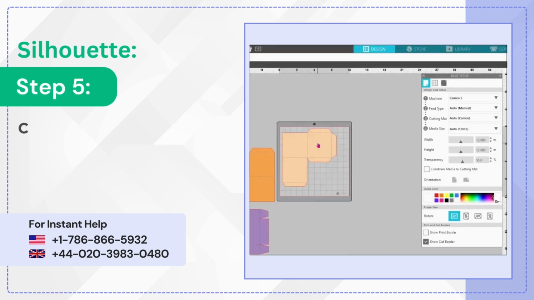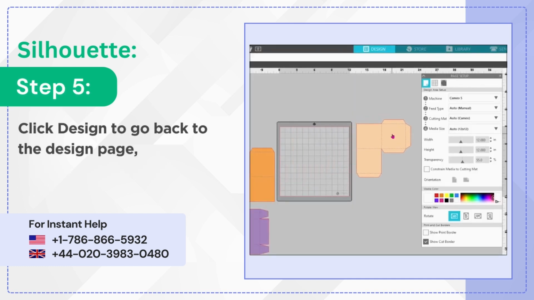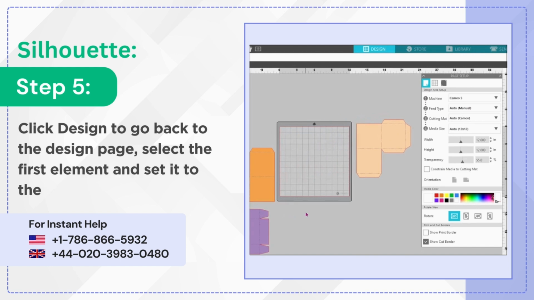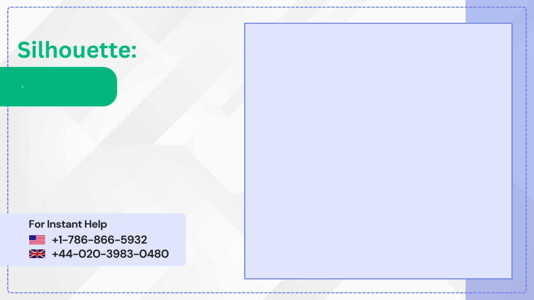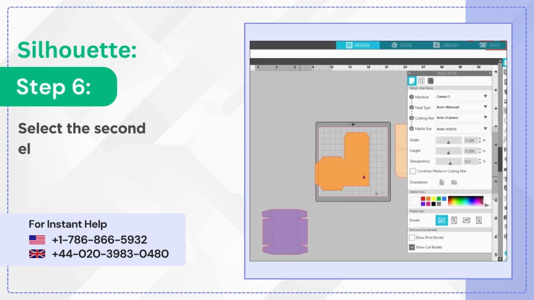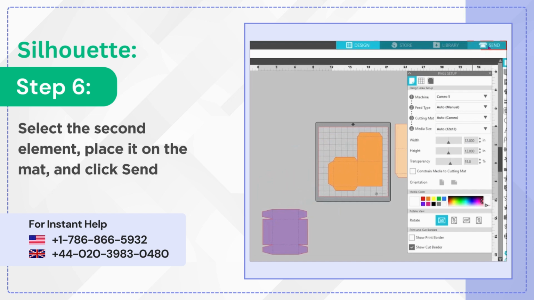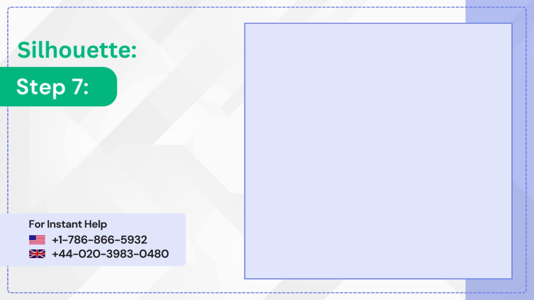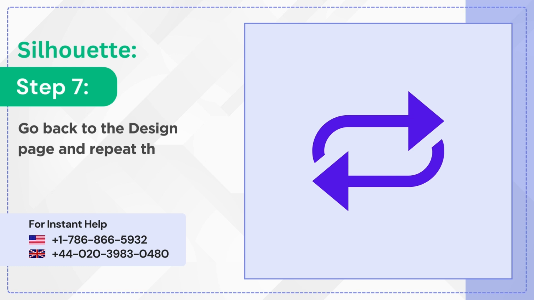Step 5. Click Design to go back to the design page, select the first element and set it to the right side of the mat. Step 6. Select the second element, place it on the mat and click Send. Step 7. Go back to the design page and repeat the same steps for the rest of the elements.